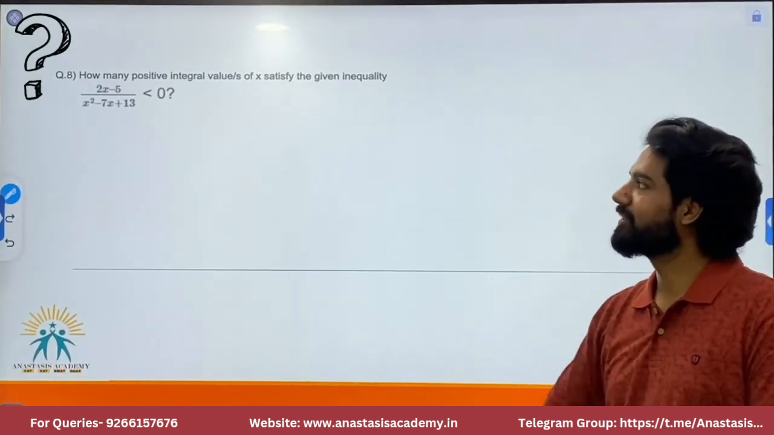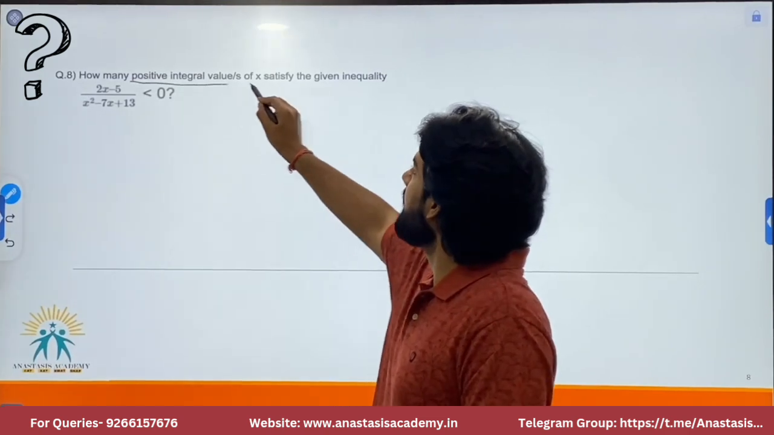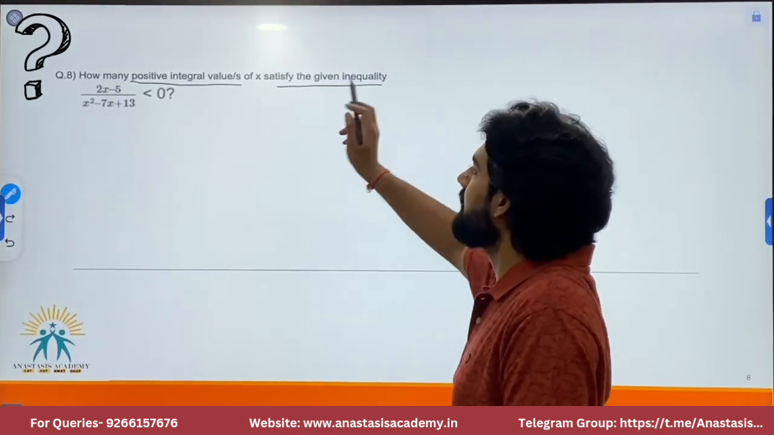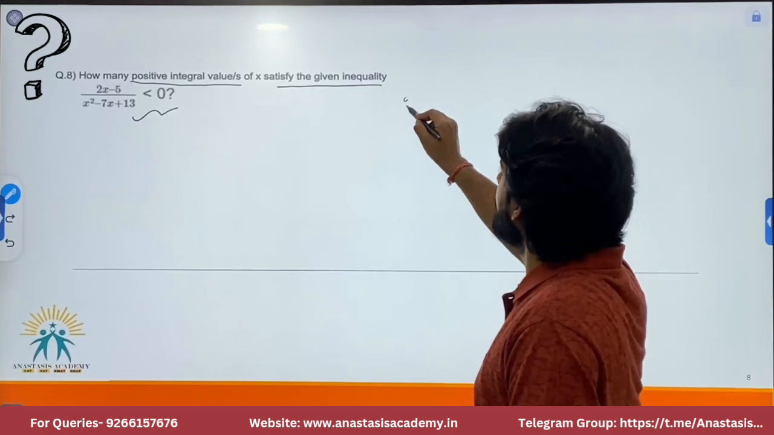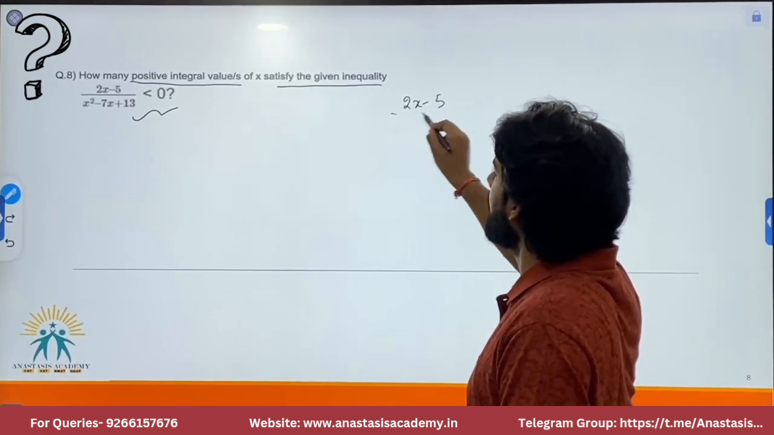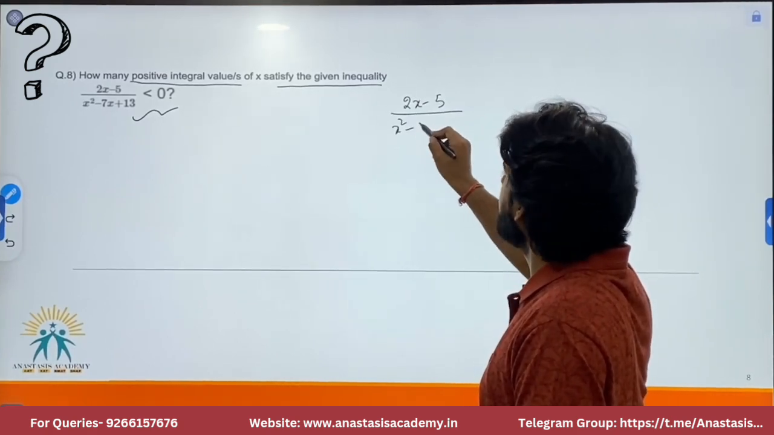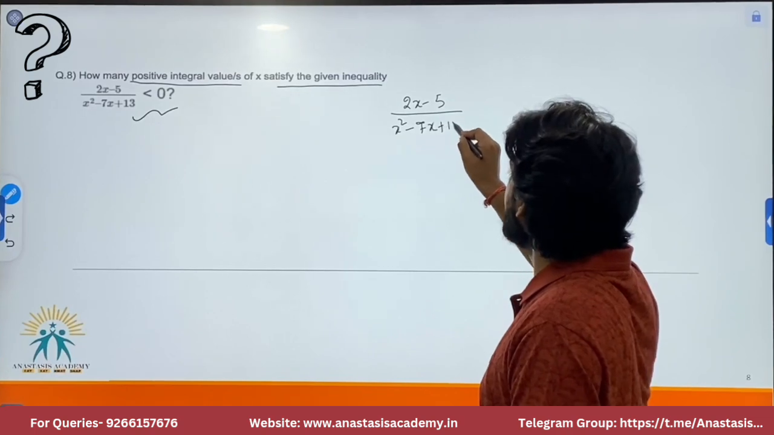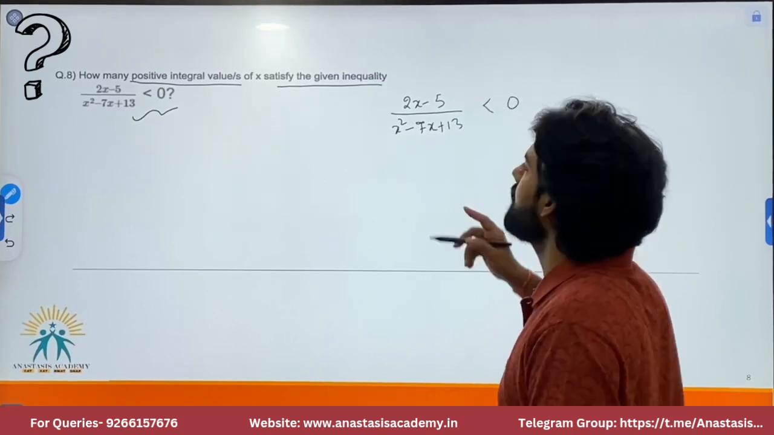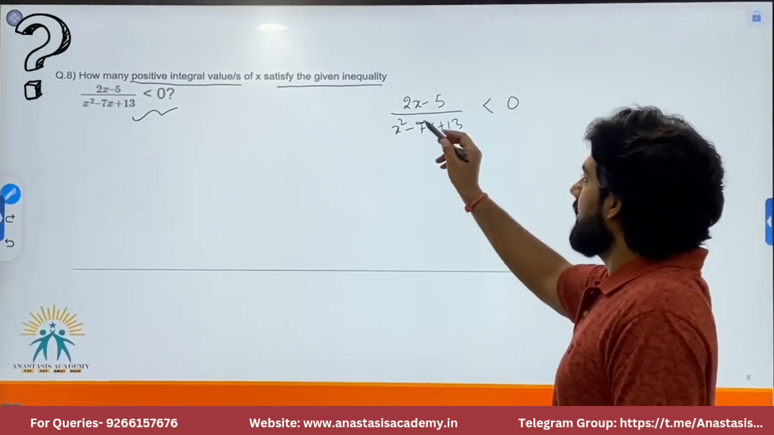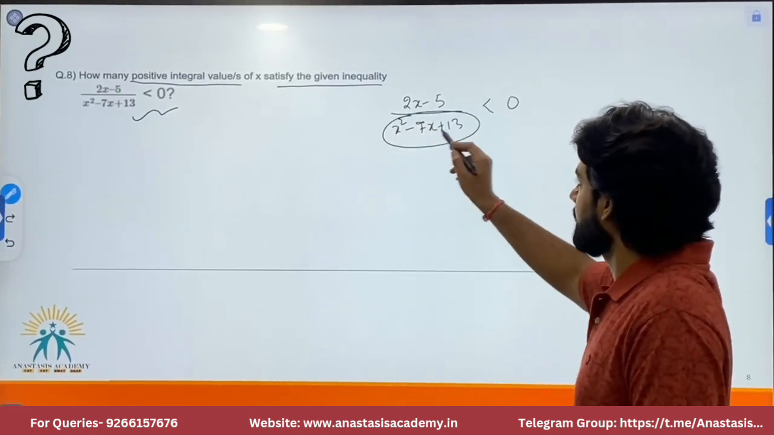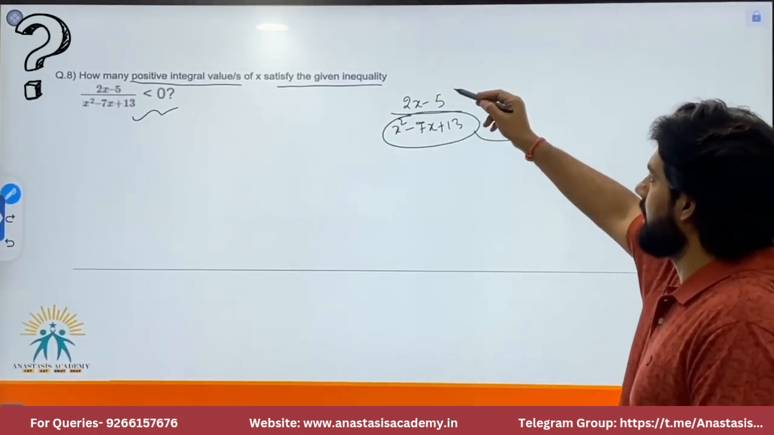Next question. How many positive integral values of x satisfy a given inequality? This is the inequality where (2x - 5)/(x² - 7x + 13) is less than 0. I need to find the positive integral values of x. For that, I need to take care of this expression and this expression.